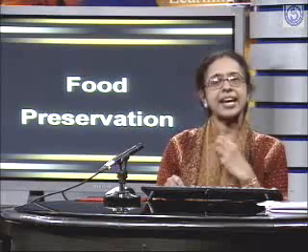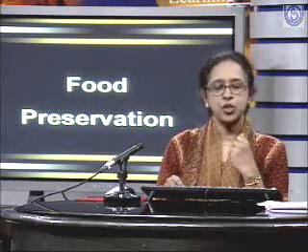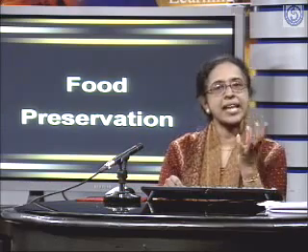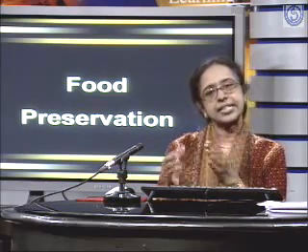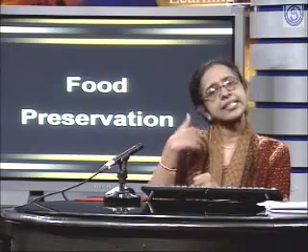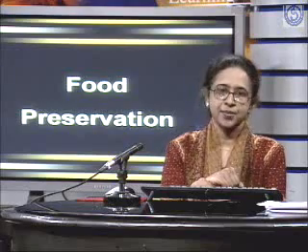Now if we have the next slide, let us talk a little bit more about the use of acids. Here we are talking about acids being added to beverages like carbonated drinks, or they may be produced in foods such as curd. So what does this mean actually? If we can add acids from the outside, that means we are actually adding acids to the food, or if we are producing them in foods. So we talked about both these aspects, and we said that in the case of curd, we are producing acid by a certain process. In certain other foods, we are actually adding acid.